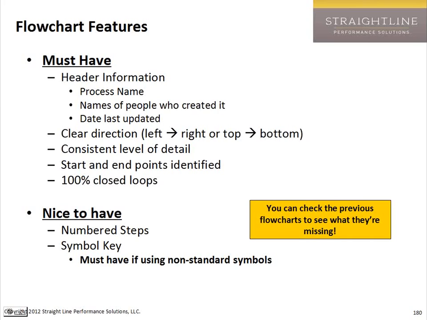Flowcharts really need to have header information. If they're going to be published as part of a control plan, they need to have the process name, the names of the people who created it, and the last date of update. All flowcharts need to have a clear direction, left to right.